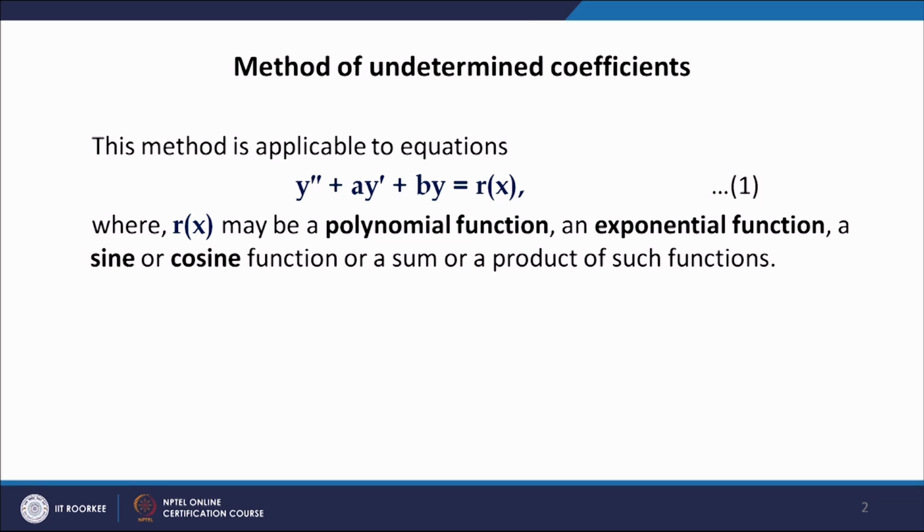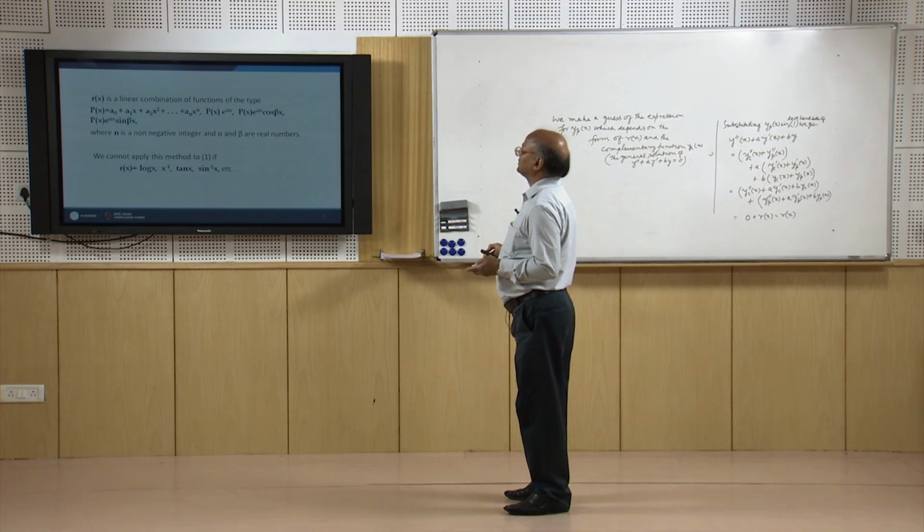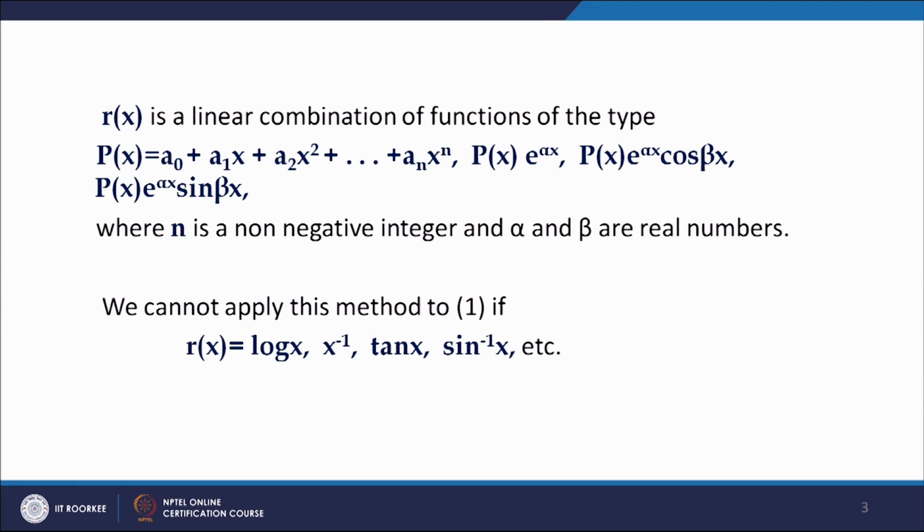It can be a polynomial function, an exponential function, a sine or cosine function, or a sum or product of such functions. Or you can take a linear combination of functions which are polynomials, exponential functions, or trigonometric functions like sin x, cos x. So you can take R(x) to be a function of the form P(x), or P(x) e to the power alpha x, or P(x) e to the power alpha x cos beta x, or P(x) e to the power alpha x sin beta x. If R(x) is a function of this type, where n is a non-negative integer and alpha and beta are real numbers, then we can apply this method of undetermined coefficients.